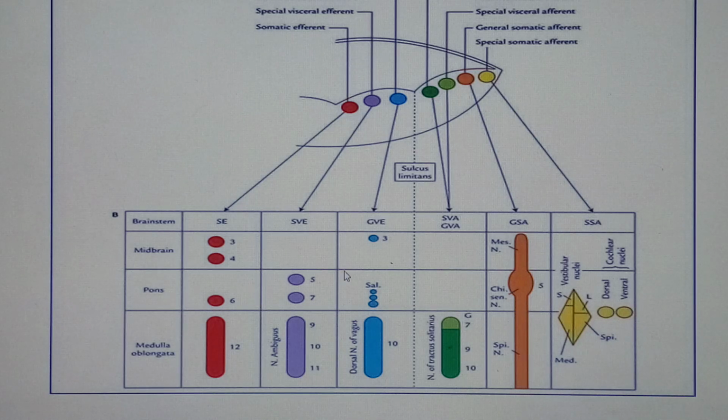Then I go to the next one, which is the GVE column. The GVE column will be supplying smooth muscles and glands, because the first two were supplying skeletal muscles: skeletal muscles derived from somites, and skeletal muscles derived from pharyngeal arches. Now the GVE column will be supplying smooth muscles and glands.